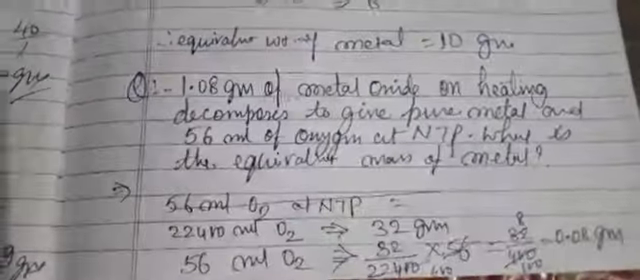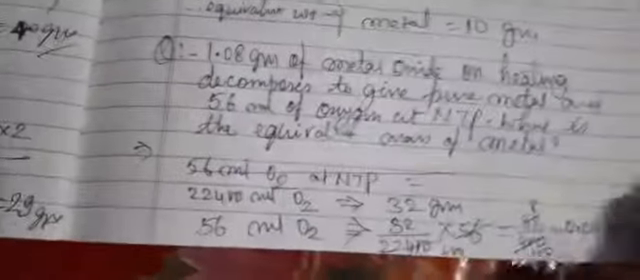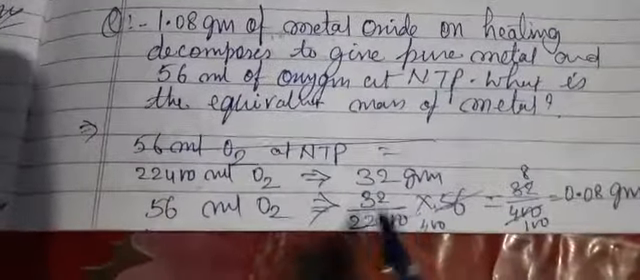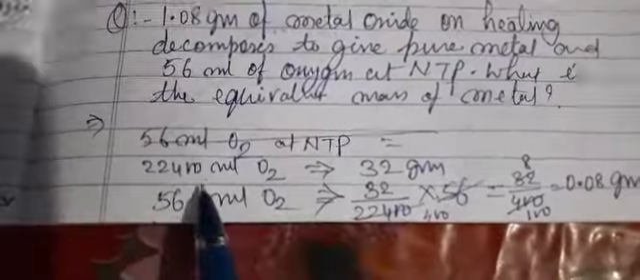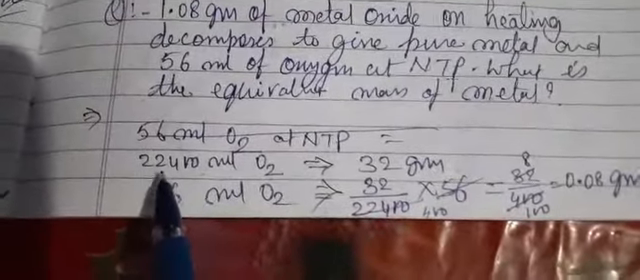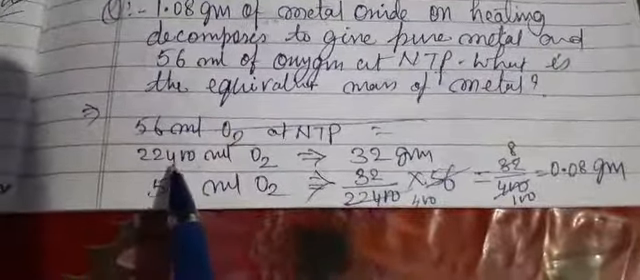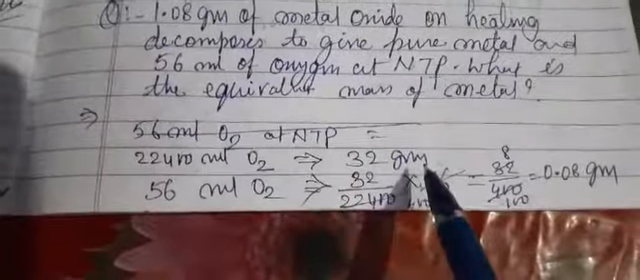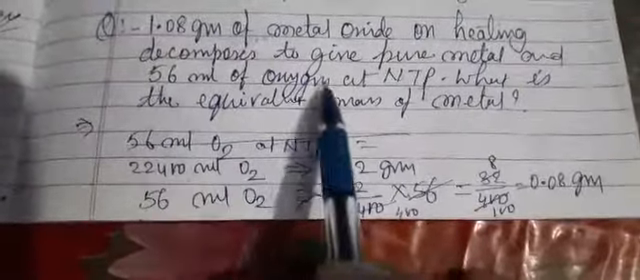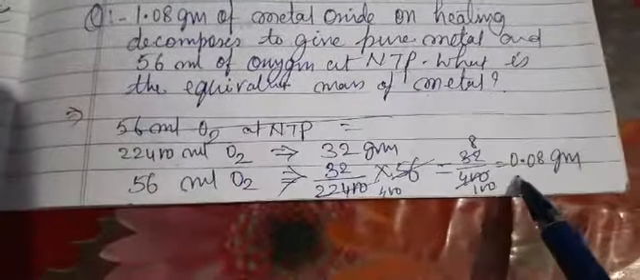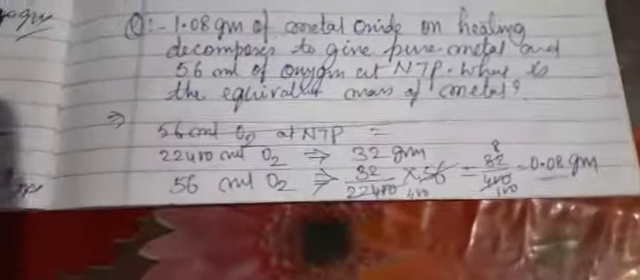So first of all we should know what is the volume at NTP. 1 mole of gas is 22.4 liter, and 1 mole of oxygen means 32 gram. The volume of 1 mole of gas is 22,400 ml, that is 22.4 liters. So 22,400 ml oxygen is equivalent to 32 gram. So that is why 56 ml of oxygen would be equivalent to 0.08 gram. You can see the mathematical calculation using the unitary method.